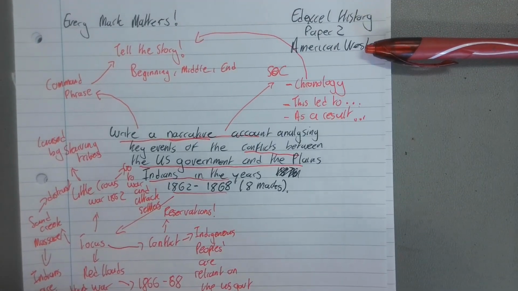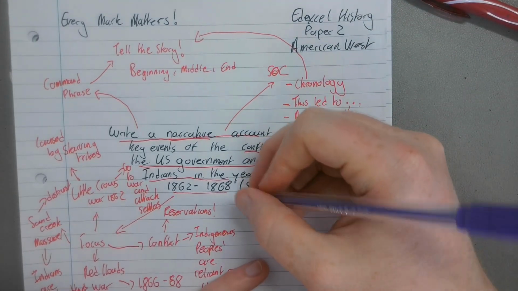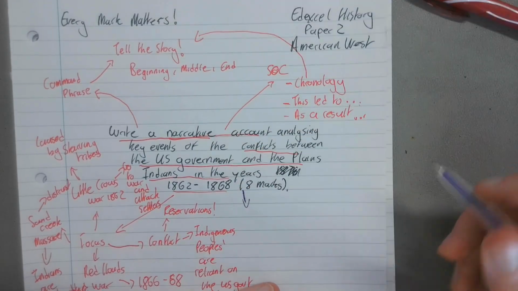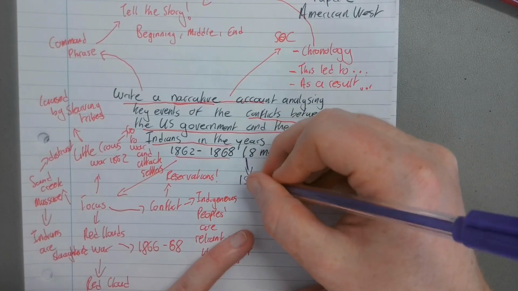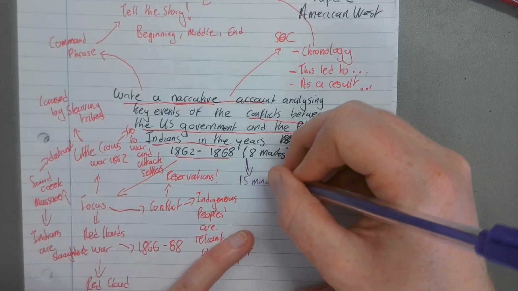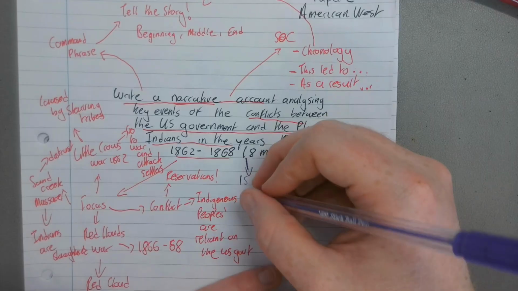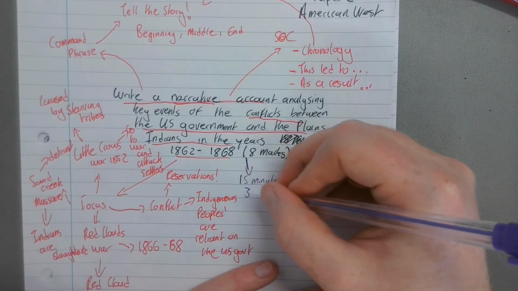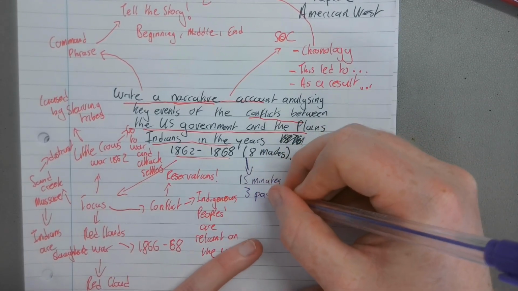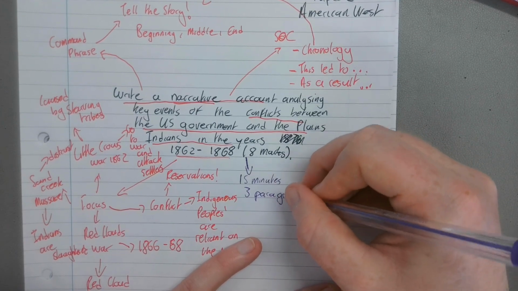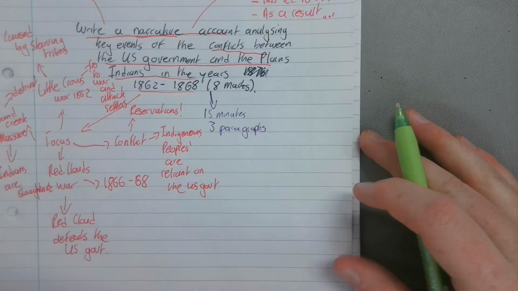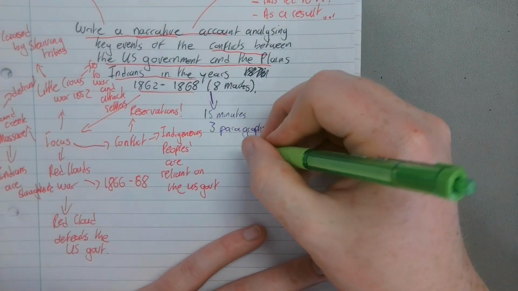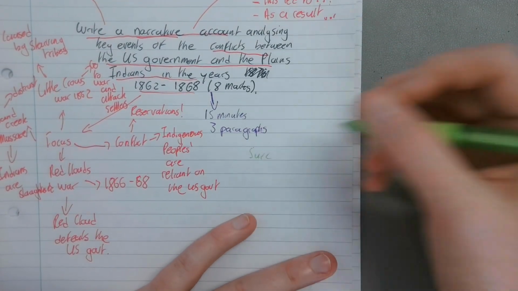Now, this question is an 8-mark question. This is the only question in which you break the rule of 1 paragraph for every 4 marks, because you are going to spend 15 minutes on this question and you are going to write down 3 paragraphs. So, as we're about to start, let me talk you through some success criteria.